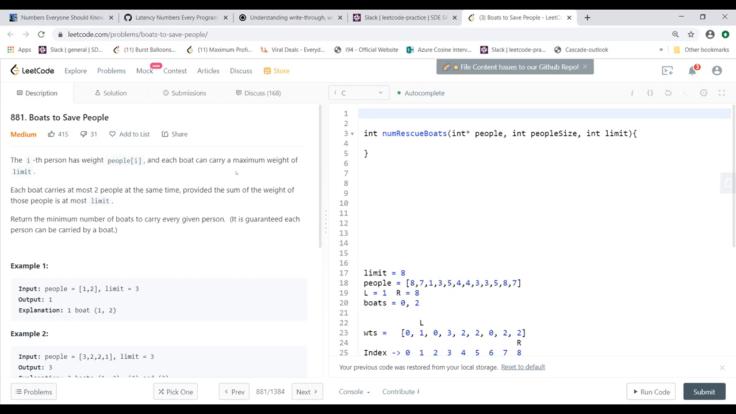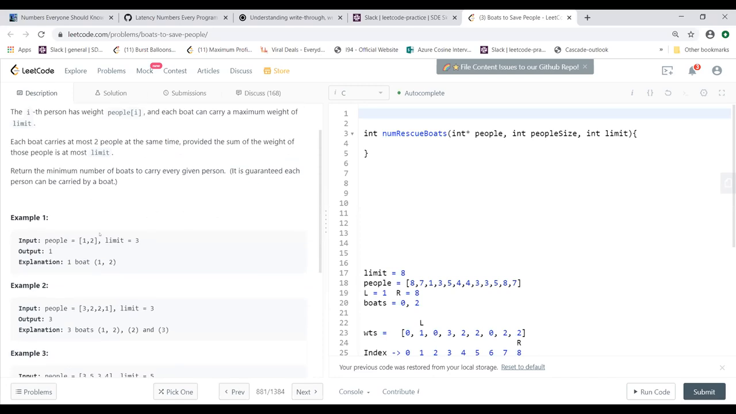And a boat can carry a maximum of 2 people, and it has a maximum capacity limit. So we need to find the minimum number of boats required to carry all the people. It also says it is guaranteed each person can be carried by a boat. So if the limit is something like 20 pounds, all the weights will be less than or equal to 20 pounds.